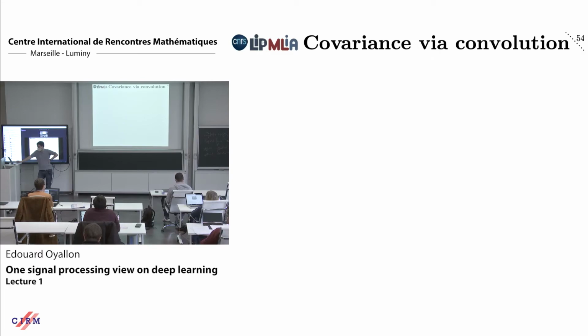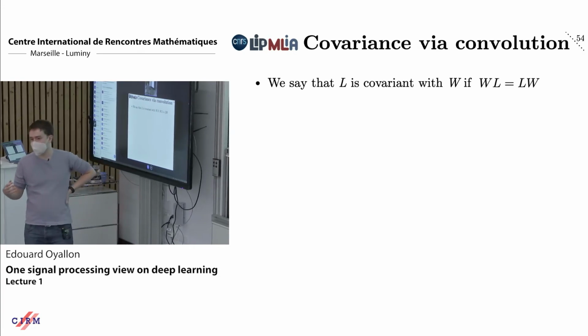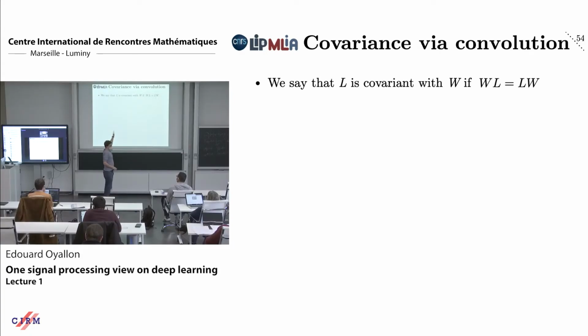Now if we dig a bit into convolutional neural networks, the representation I will discuss has its foundations in deep neural networks. If you take an operator L, you say that L is covariant with W, so for example, convolutions are covariant with the action of translation, if and only if the two operators commute, right? So if you have a signal, you translate it and convolve it with some signal, it's exactly the same thing as if you had convolved your signal and then translated it, right? Okay.